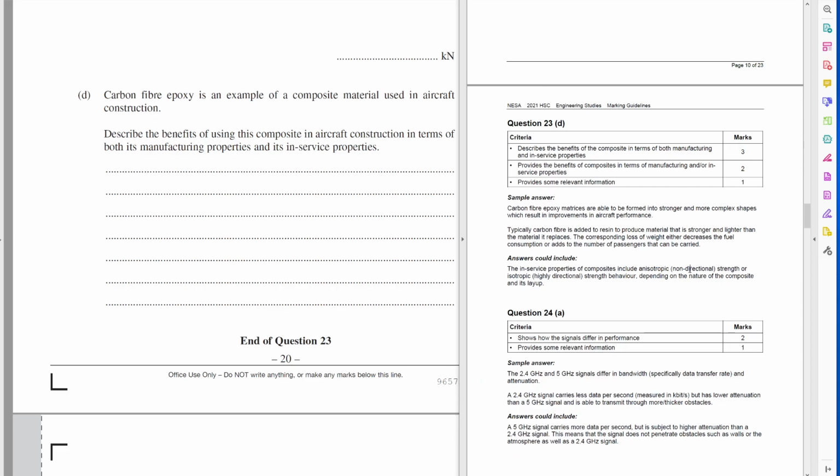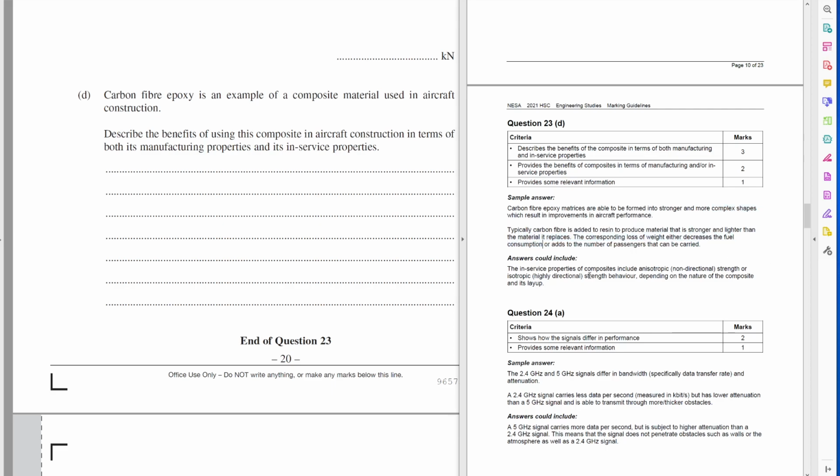Okay, carbon fiber, stronger, more complex shapes. Great answer. I talked about by using vacuum forming that we're going to get a very high quality finish. But yes, complex shapes is a great answer. Okay, it's stronger and lighter than the material it replaces. Reduces fuel consumption. Excellent answer.